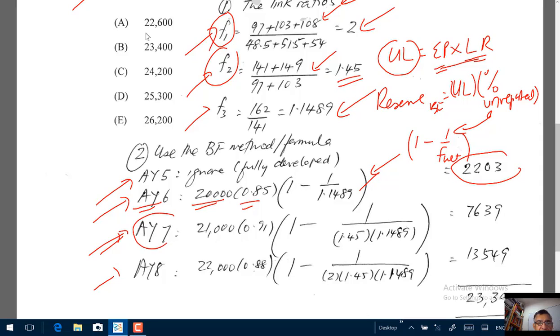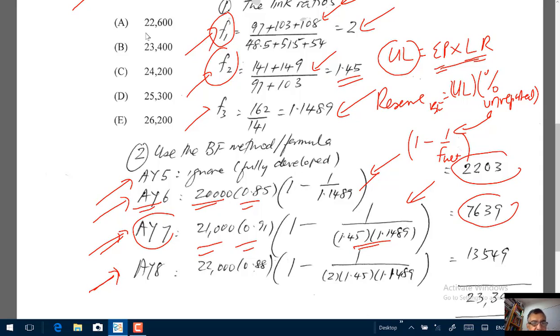So let's move on to accident year 7. Same thing. Earned premium 21,000 times your loss ratio multiplied by your percentage unreported. That will be 1 minus 1 over F ultimate. Now be careful. You have to multiply 1.45 by 1.1489 to get your F ultimate for accident year 7. And when you use your calculator, you'll get 7639.